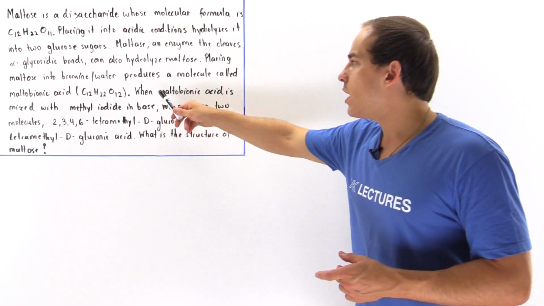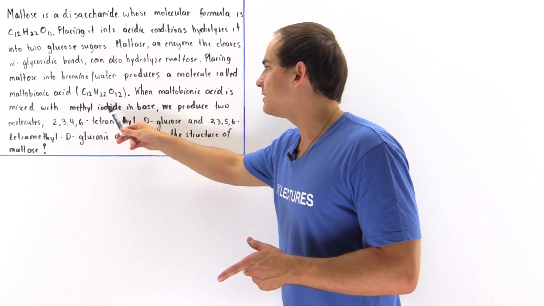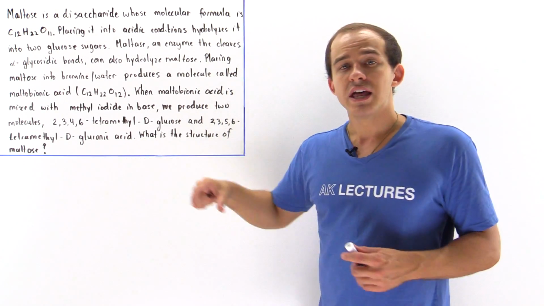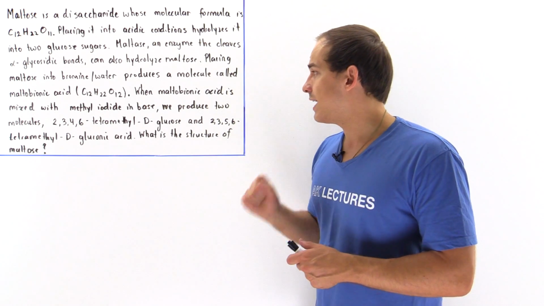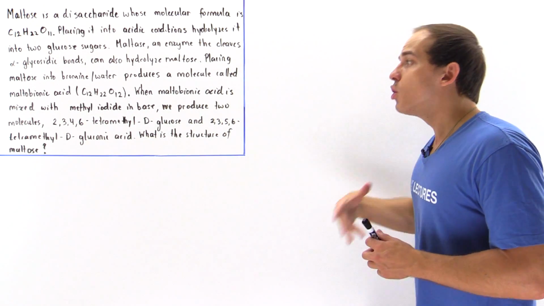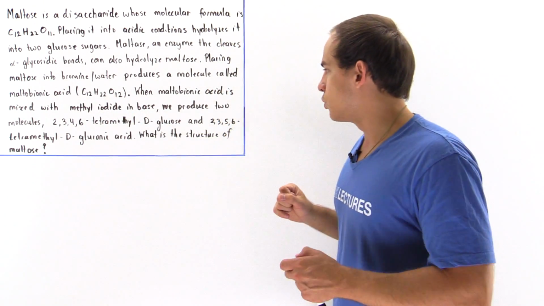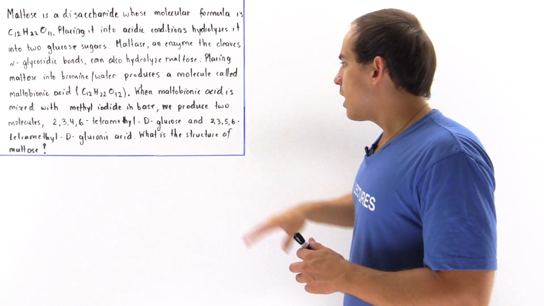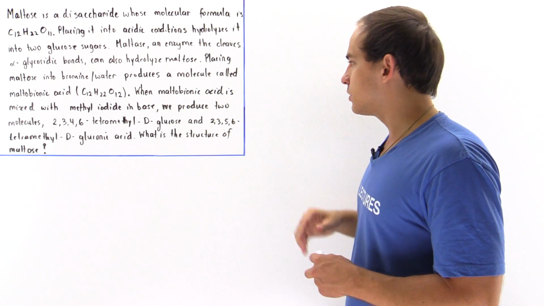Now, when we take maltobionic acid and mix it with methyl iodide in base, basically all the hydroxyl groups that are free on our maltose will be methylated. When we hydrolyze that methylated maltose, we then produce this molecule and this molecule, and we want to determine what the structure is. Now, let's use this last piece of information to figure out what the structure is.